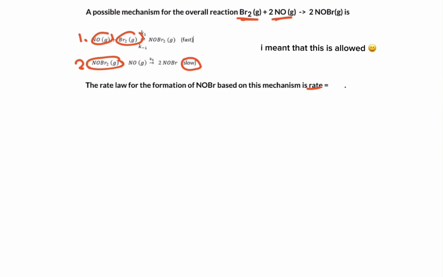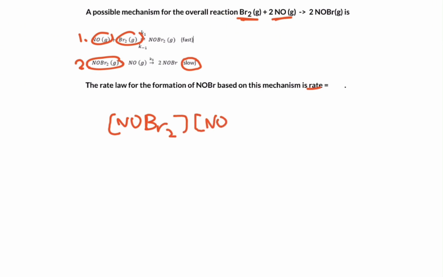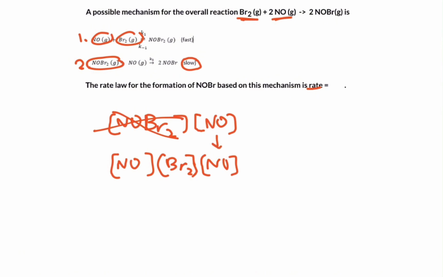So instead of writing the rate law equals K times the concentration of NOBr2 and NO, we change this part into the concentration of NO times the concentration of Br2, times the concentration of NO, which is from here, and you get K times the concentration of NO squared, because you multiply all of them, and Br2. And that is your rate.